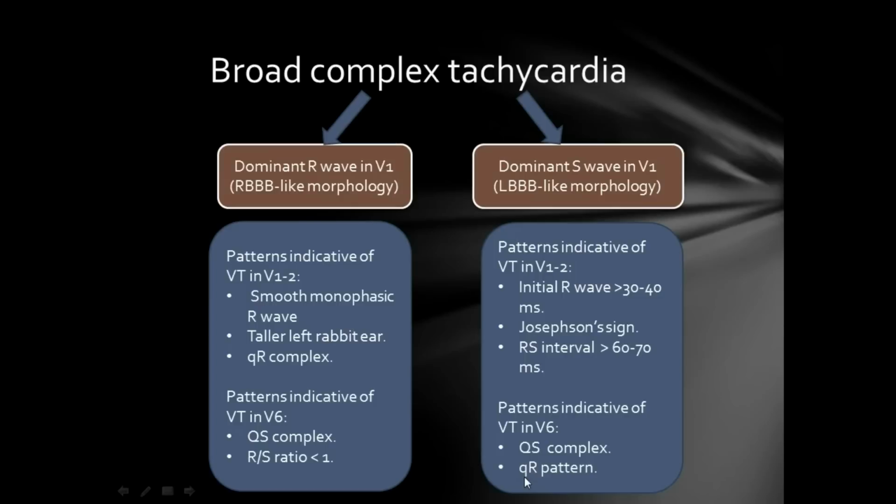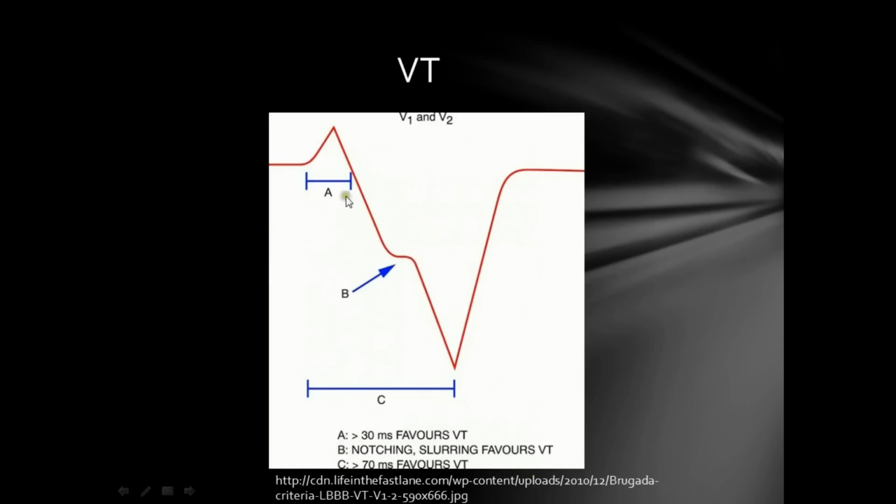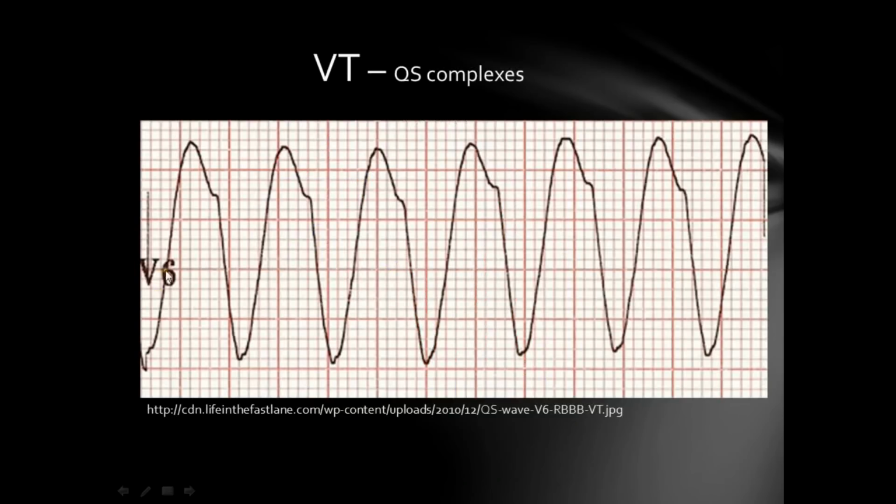This is in contrast to the typical left bundle branch block, where you would have an absent Q wave in V6. And you can see here, this is in V1 and V2. In letter A, you can see the wide QRS complex. In letter B, you can see the Josephson sign, the slurring or notching of the S wave. And in letter C, you can see that the QS interval is more than 60 to 70 milliseconds, indicating ventricular tachycardia.